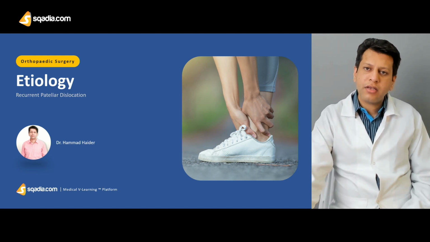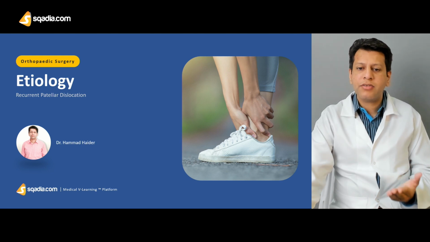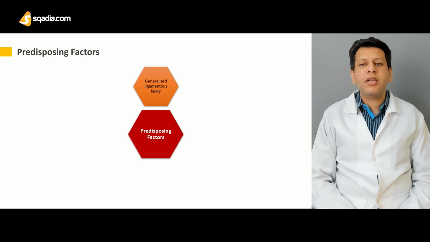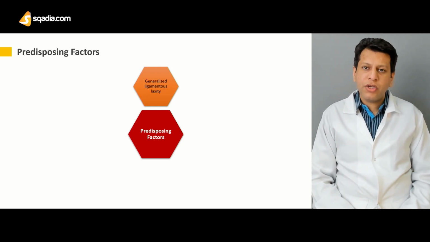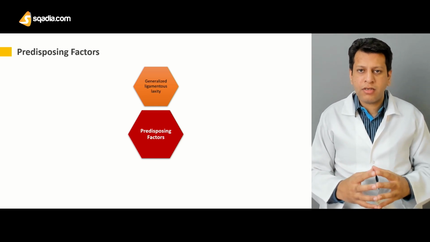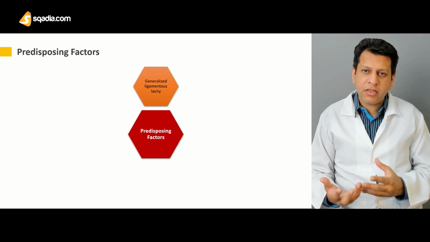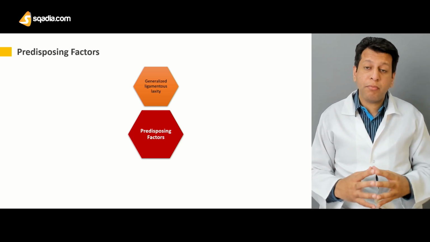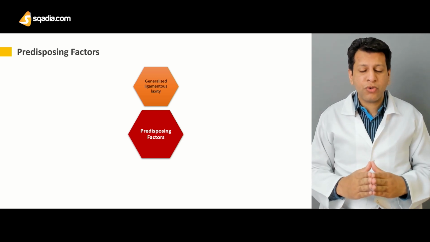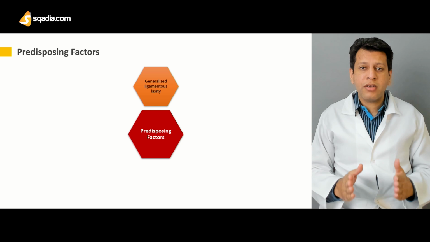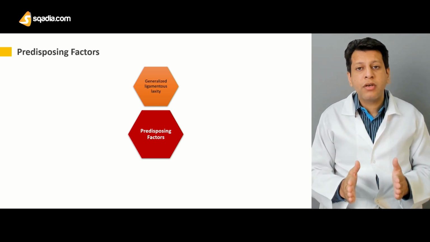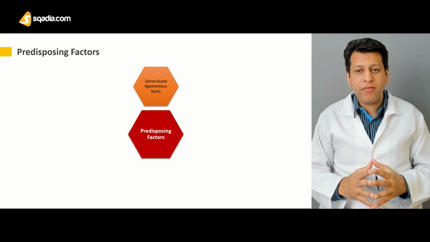When we are discussing the generalized or ligamentous factors, the first and foremost and most commonly, it's always the generalized ligamentous laxity. Usually these people may have associated Ehlers-Danlos syndrome, they may have generalized ligamentous laxity. We need to go for Beighton scoring, especially whenever we have a patient with recurrent patellar dislocation. Beighton-Horan scoring is actually the part of examination of the patella when we are checking for that.